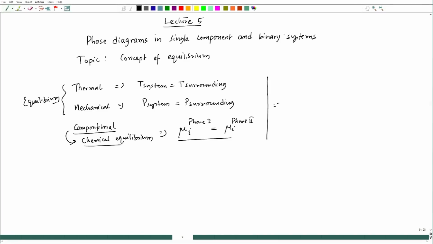Now, these equilibria can conceptually be termed as stable, metastable and unstable. So, equilibrium can have these three modes. If we want to understand stable, metastable and unstable, we can take into consideration energy as a function of, let us say, distance.